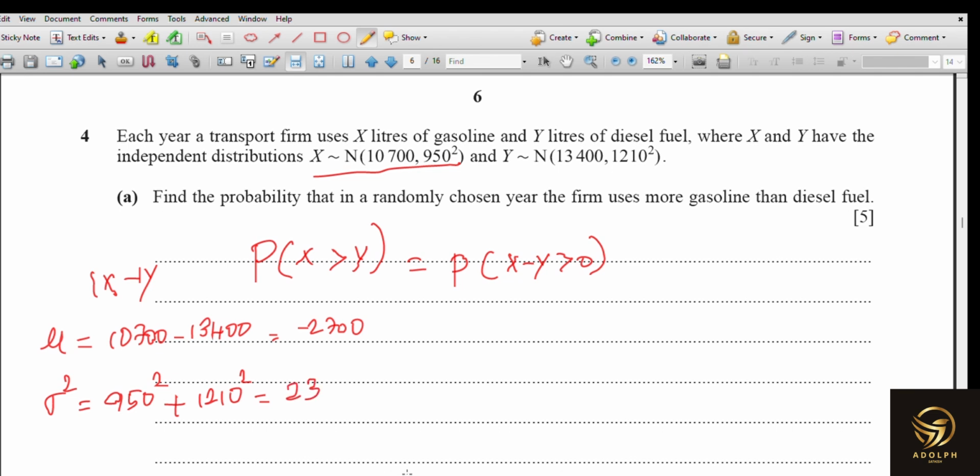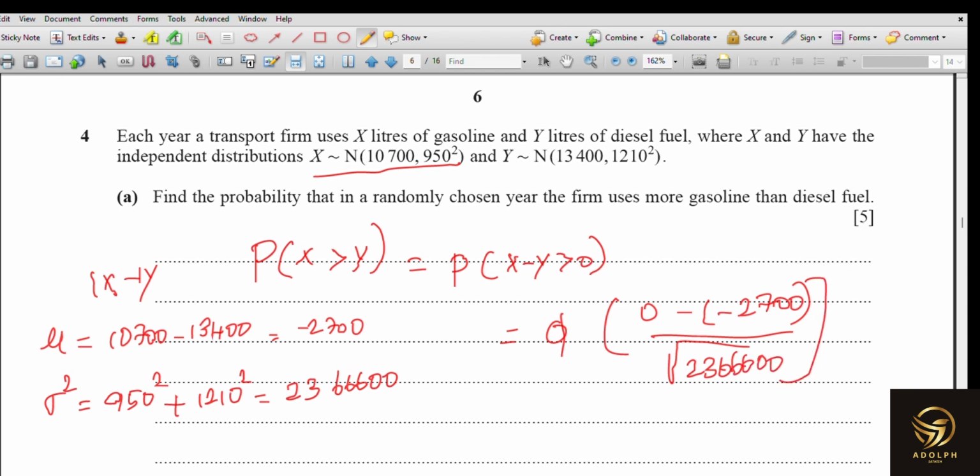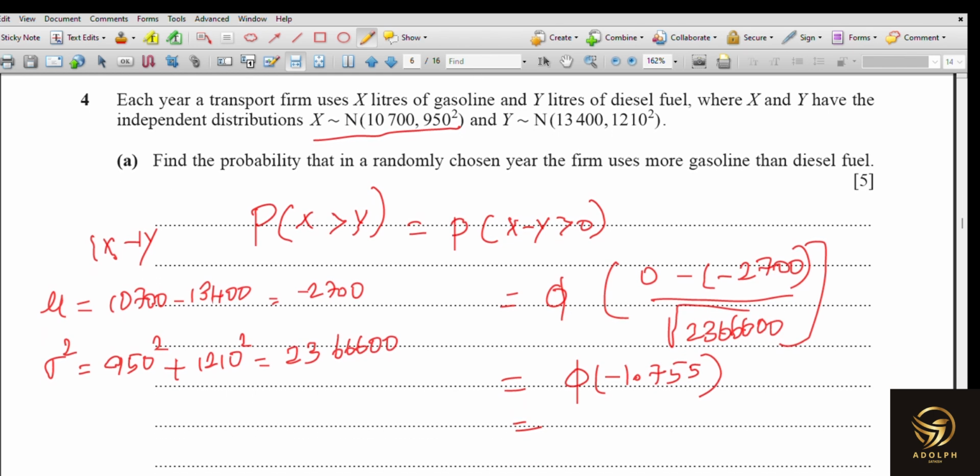So the value I'm getting for variance is 236,600. And now the value is 0, so P of (0 minus the mean, which is minus 2,700) divided by root of 236,600. The value I'm getting is P of Z greater than negative 1.755. If you're getting a negative, we should find the positive and subtract it from 1. So the answer I'm getting is 0.0397 as the final one.